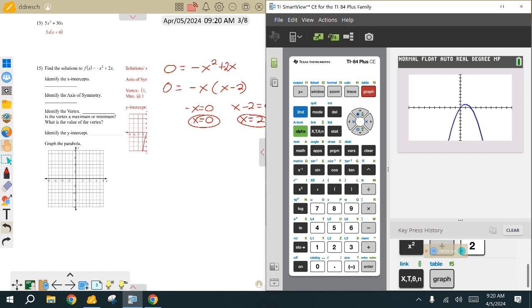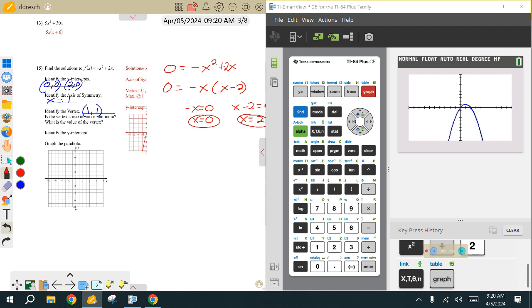0 and 2, which confirms what we got. It's opening down. So there are my, what did we just say, 0, 0 and 2, 0. Axis of symmetry is, boom, right there in the middle between 0 and 2, which is our midpoint, reinforcing that midpoint of ours. Don't forget, x equals 1. Vertex, we can see clearly right there at what? 1, 1.